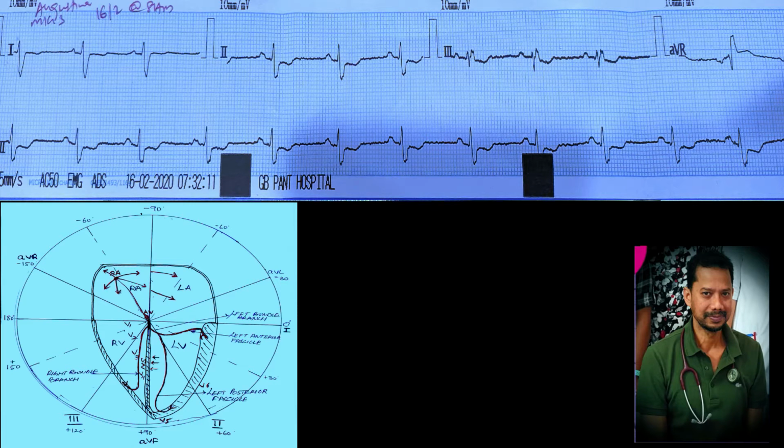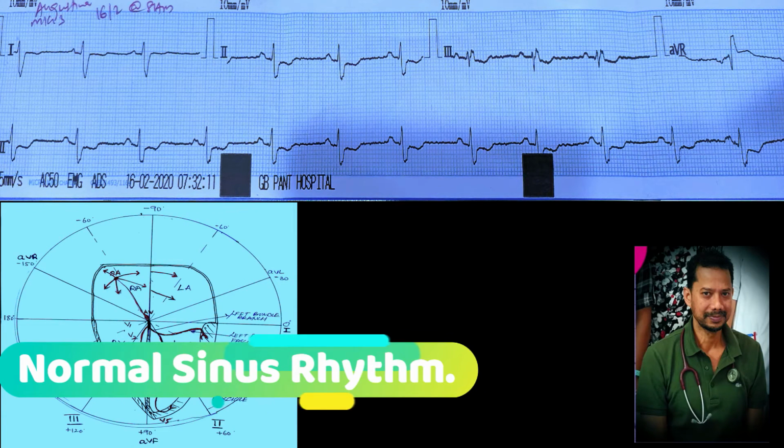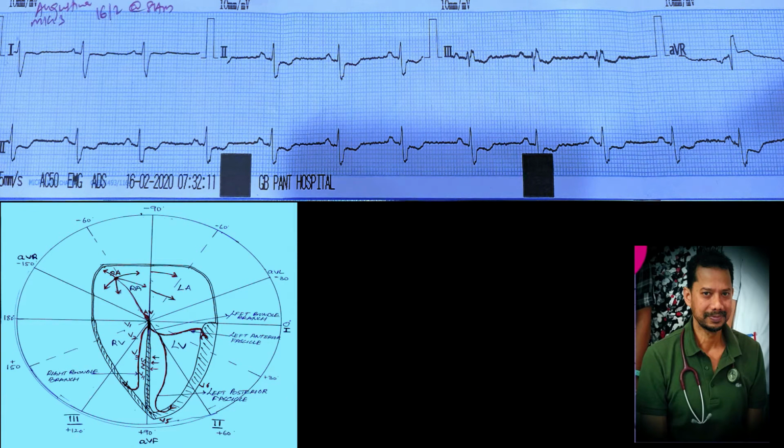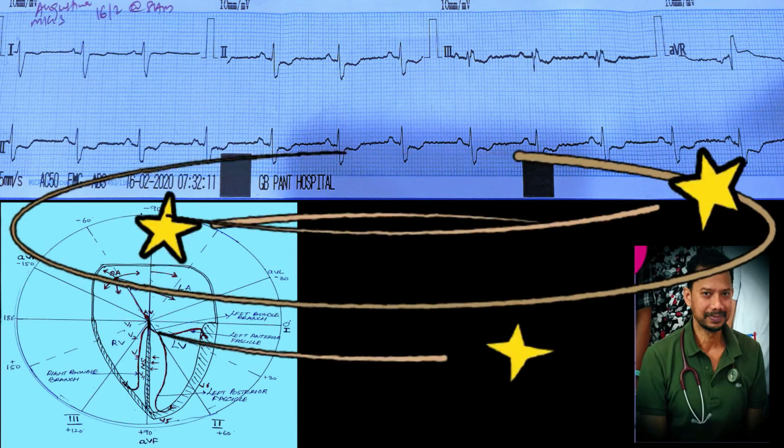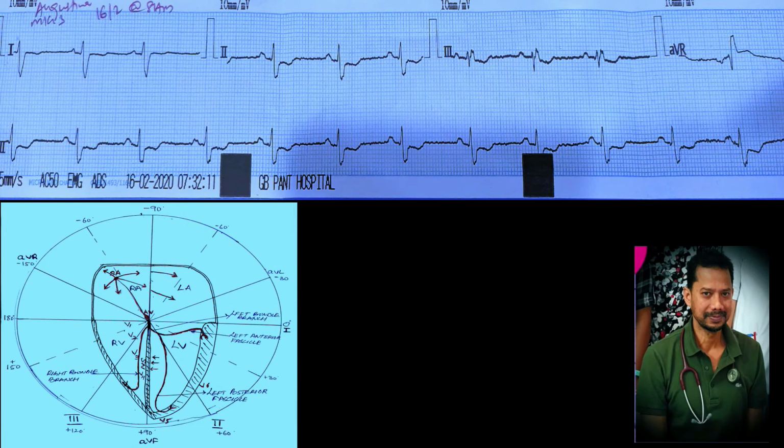And then you look at the rhythm. So every P wave is normal looking. Is every P wave followed by a QRS complex? Yes, it is. So it's a normal sinus rhythm. Then the third parameter is axis. You look at the axis. Is the axis normal, that is between 0 degree to 90 degrees, or is it left axis deviation or right axis deviation or extreme right axis deviation?